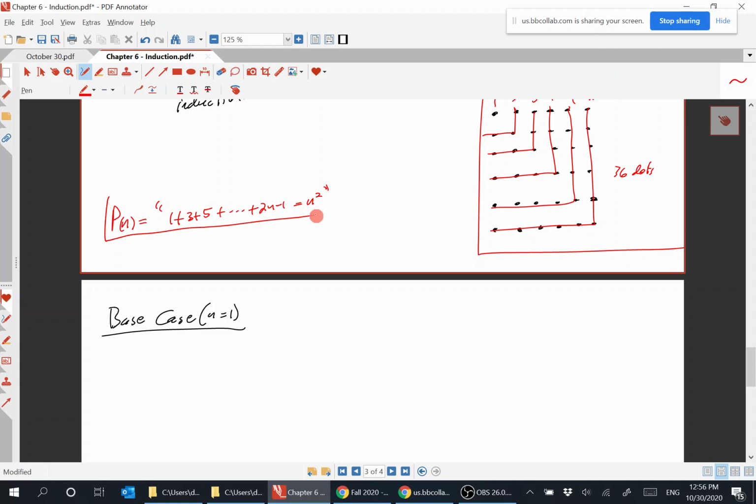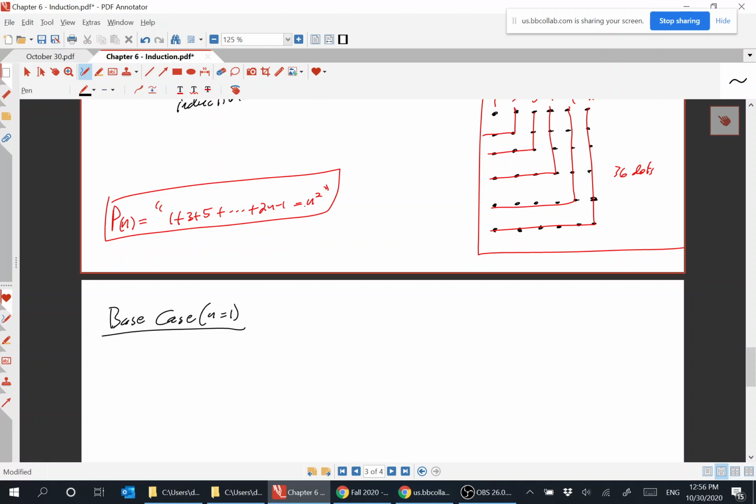It is this equation itself. Either that equation is true or that equation is false, given a certain number n. Like P of 1 may be true, maybe P of 3 is false, or P of 17 is false, or something like that. But we're going to show it's always true.